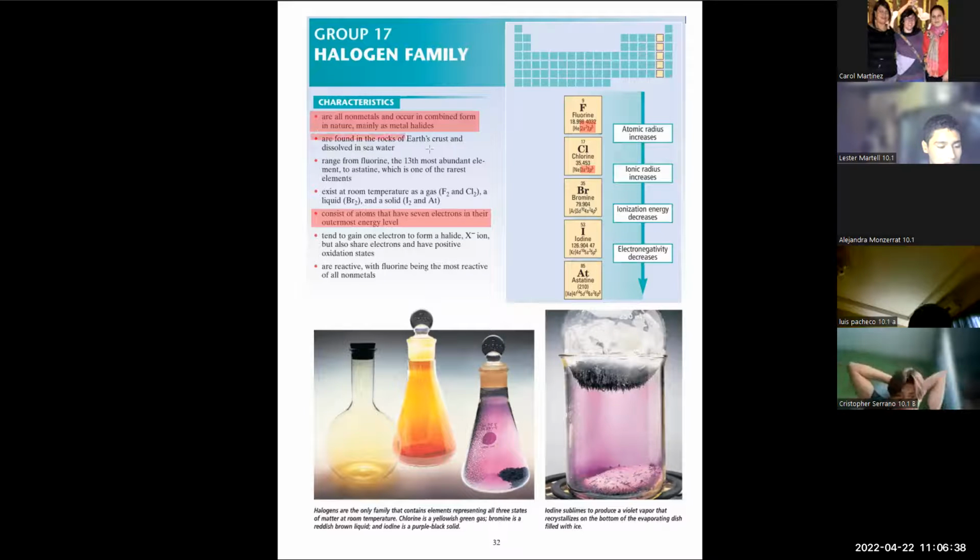They are found in rocks of the Earth's crust, but they can be dissolved in water, in seawater, sorry. They range from fluorine, that is one of the most abundant elements, to astatine, which is one of the rarest. So the abundance of these elements is going to vary a lot. That's why they have a huge range.